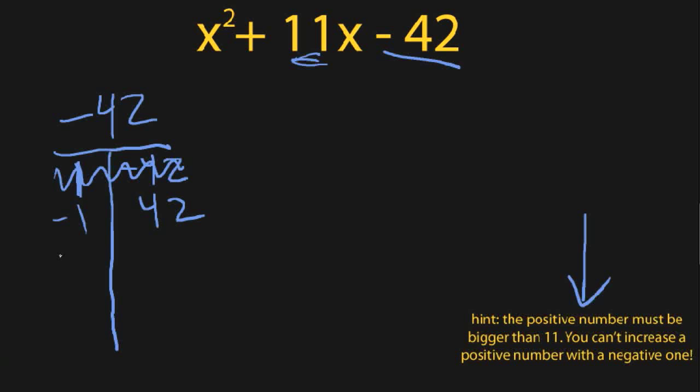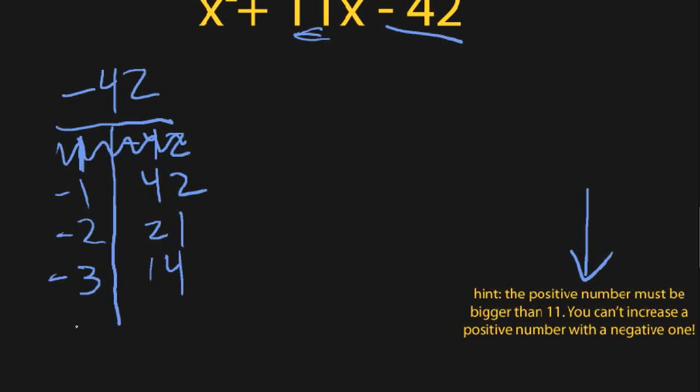So that's going to eliminate some of the factors we have to check here. So we have negative 1 and 42. How about negative 2 and 21? Negative 3 and 14. And then we might have something like negative 6 and positive 7, but you see now the positive number is less than 11, and we need the positive number to be bigger than 11, so we can already eliminate that one. So these three are the only ones that we need to look at.